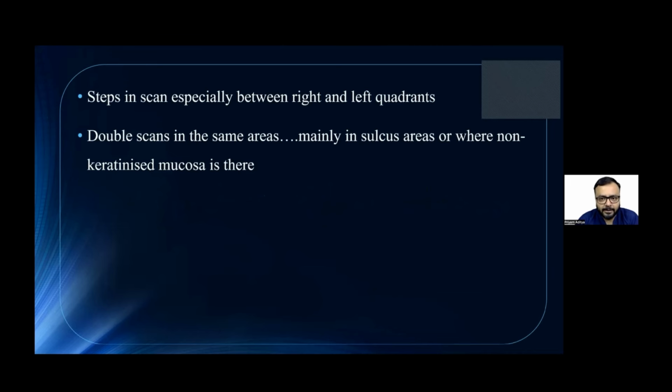Double scans in the same areas, especially in the sulcus areas, or if you're doing an area like 4.7, 3.7, when sometimes the correctness is very less, maybe a millimeter or two, it is very easy for us to capture a double scan. So my suggestion is to use a retraction device like OptraGate. Or what I do is I use a blue glove and I put my full arch retractor inside, and then make sure that the position of the tissue is maintained throughout the scan. This really helps me, especially when we do full arch scans.